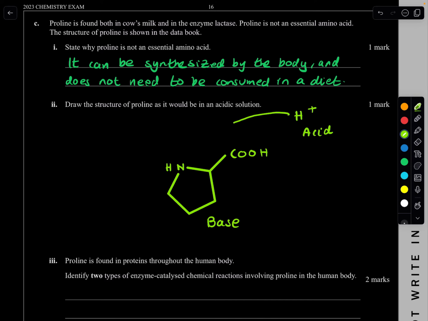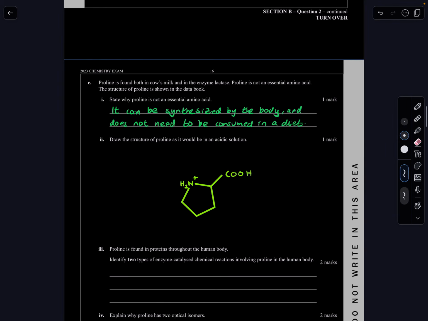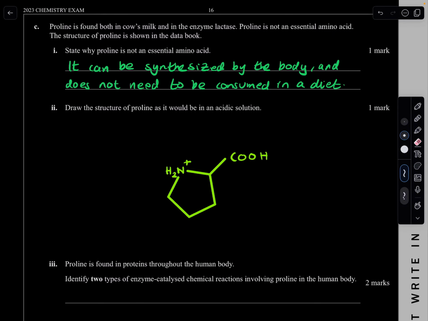So the H plus is going to donate a proton to the NH, so it's going to basically be a positively charged NH2. It's going to have an extra hydrogen now, and it's going to be NH2 with a positive charge. Beautiful. That's what's going to happen. A very easy, nice question. So that's the structural component as it would be in an acidic solution. Done.